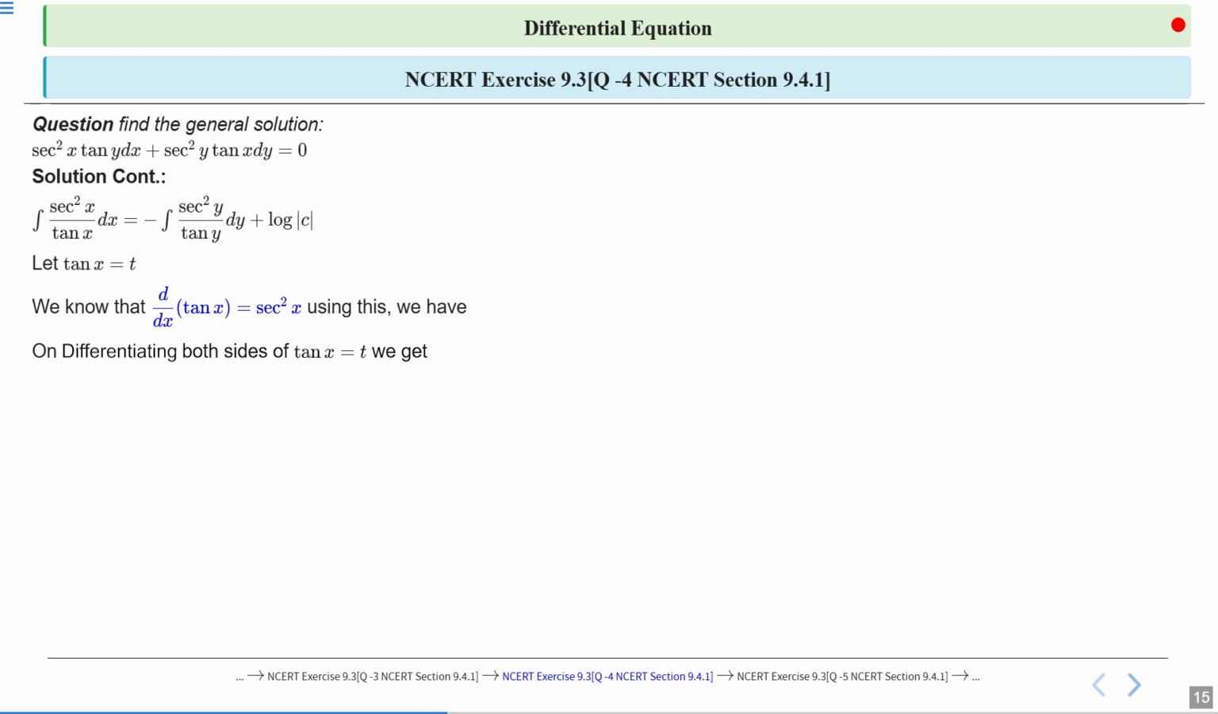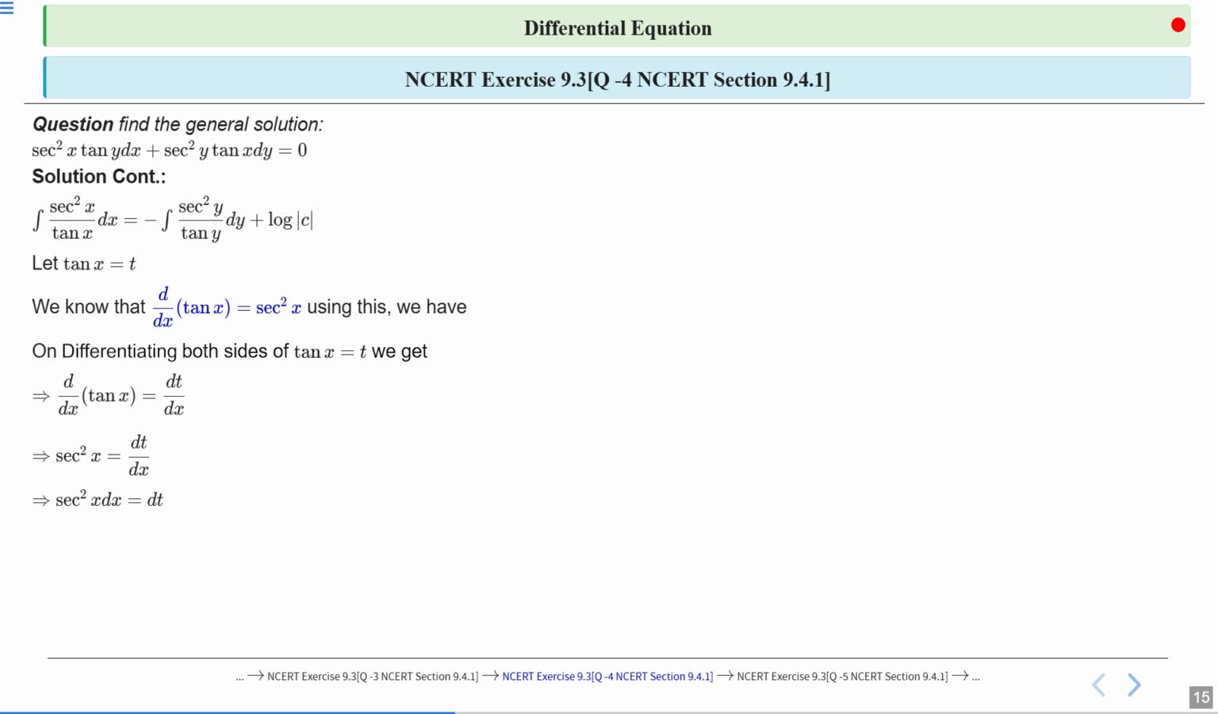Because of that, when we differentiate, we get d by dx of tan x is equal to dt by dx, that is sec square x is equal to dt by dx. So we can write sec square x dx is equal to dt.